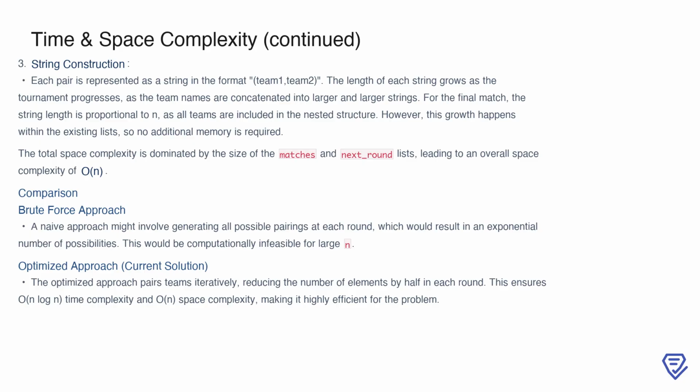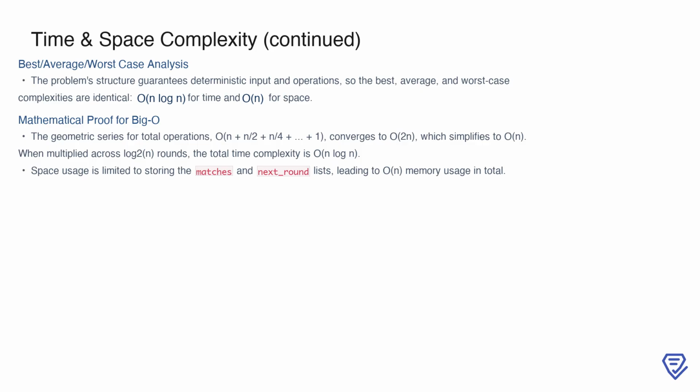For comparison, a brute force approach that generates all possible pairings in each round would result in an exponential number of possibilities, making it computationally infeasible for large n. Our optimized solution, by contrast, pairs teams iteratively, reducing the number of elements by half each round. This ensures the time complexity is O(n log n), and the space complexity is O(n), making it far more efficient. Finally, this problem's structure guarantees that the best, average, and worst-case scenarios all share the same time and space complexities. The operations performed are deterministic, so the time complexity remains O(n log n), and the space complexity stays O(n) in all cases.